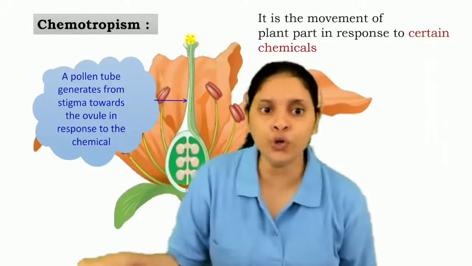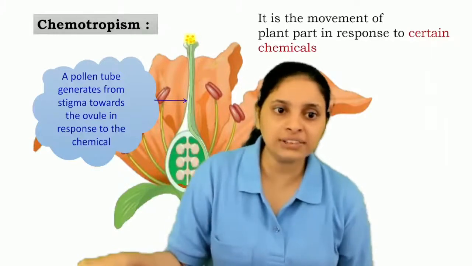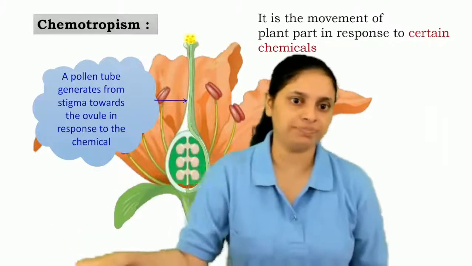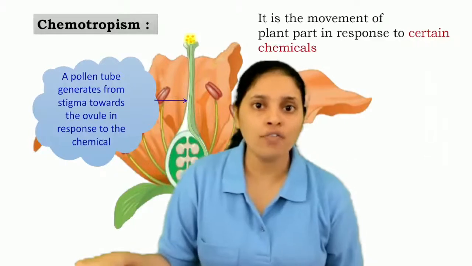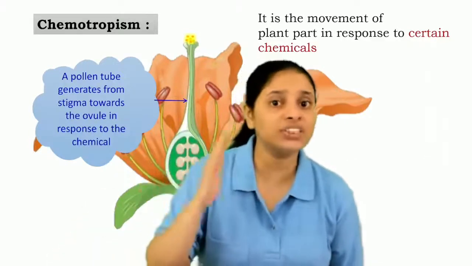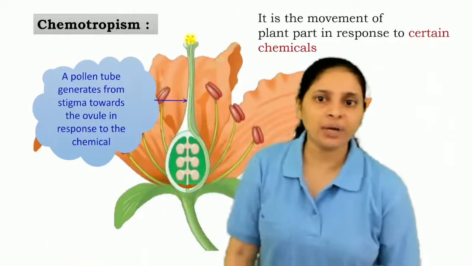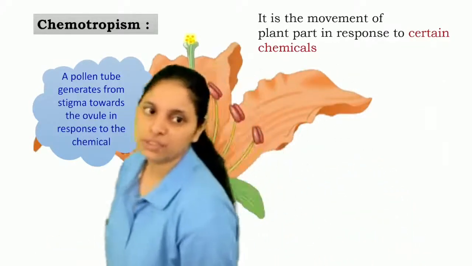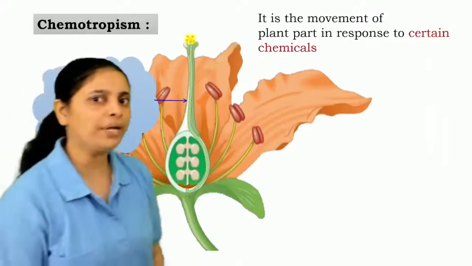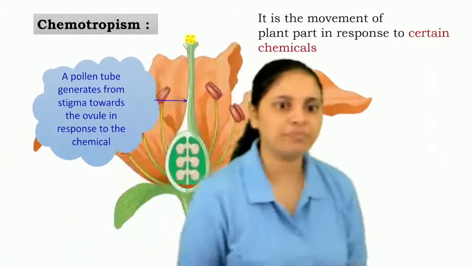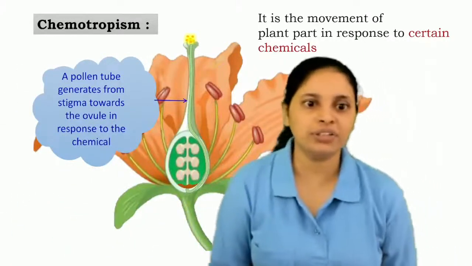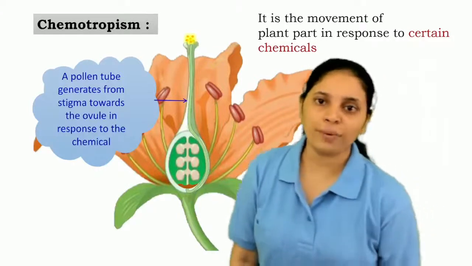Bending of the shoot towards the light source. Bending of shoot, that is bending of the stem towards the light source. What type of tropic movement is this? Phototropic, gravitropic, hydrotropic or chemotropic? Very good. This is phototropic movement.